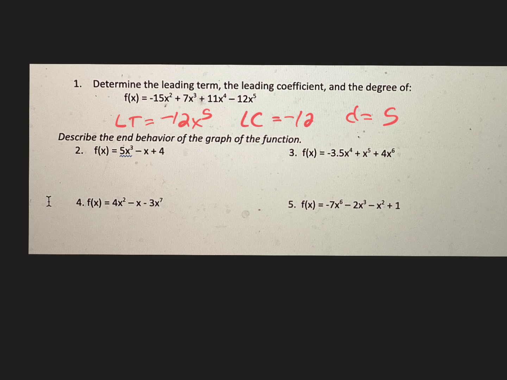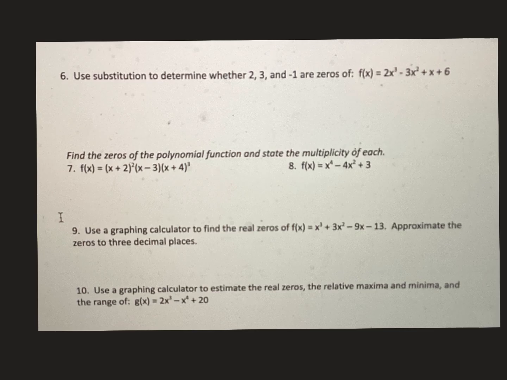Number 2, 3, 4, and 5 in behavior. Remember how we talked about these, like odd, even, odd, even, all the noises we made. Well, the first one, number 2, is odd and positive, which means it's going down to the left, up to the right. Number 3, even positive, is going up left, up right. Number 4, I have an odd negative, which means it's going up to the left, down to the right. And the last one here, number 5, is even and negative, which means it's going down to the left and down to the right.